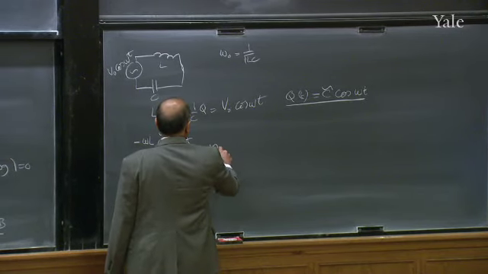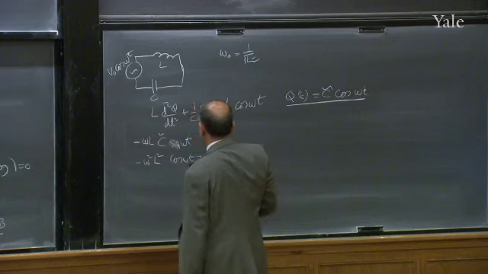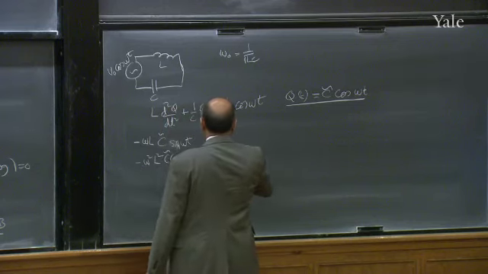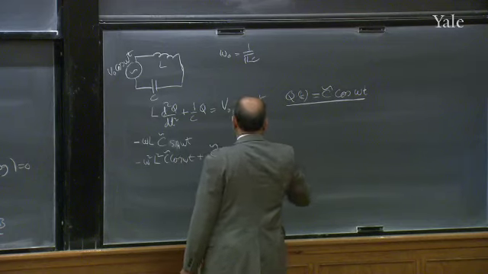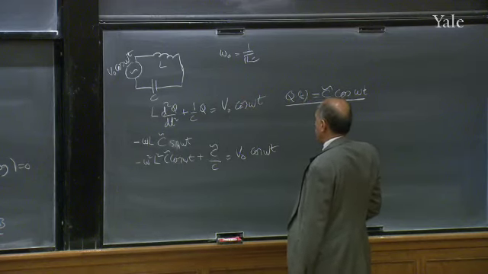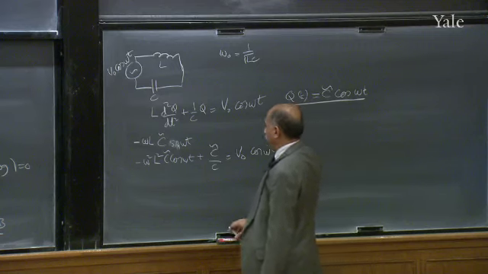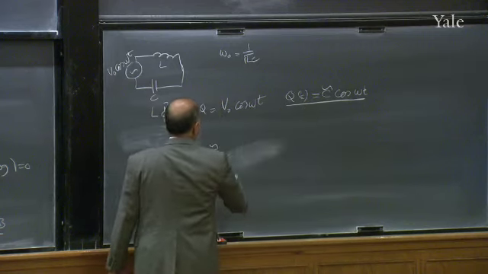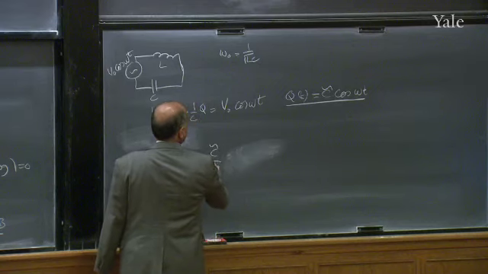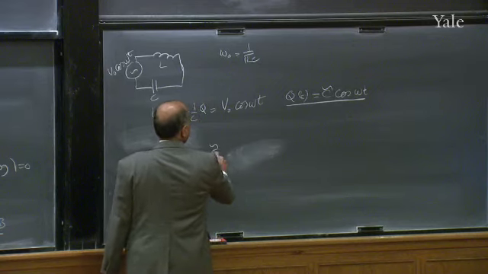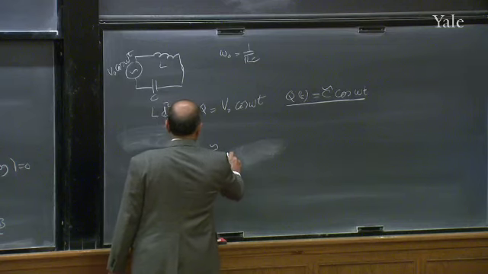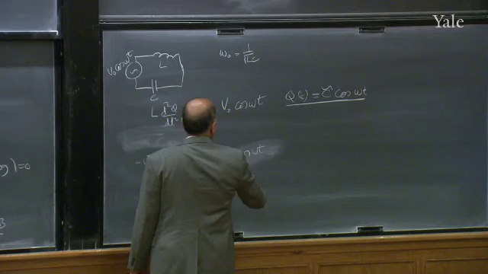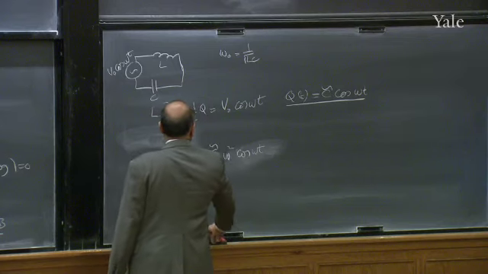So it's C twiddle over C times C twiddle is V0 cosine omega t. And what this tells you is, if you take two derivatives, I'm sorry, this is so sloppy. If you take two derivatives here, you will get plus omega square cos omega t, also with a minus sign.